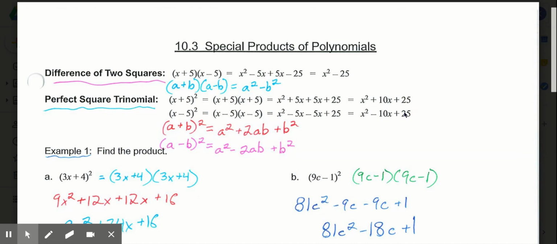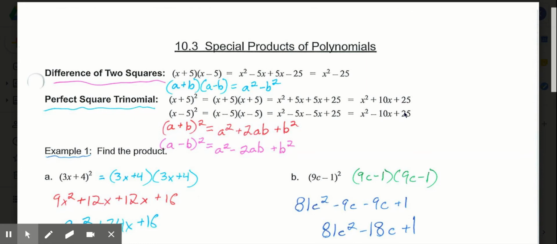So if you feel the most comfortable using FOIL, do it all the time. If you want to save yourself some steps and save yourself a little bit of time, you can use these special product rules when you have these situations.